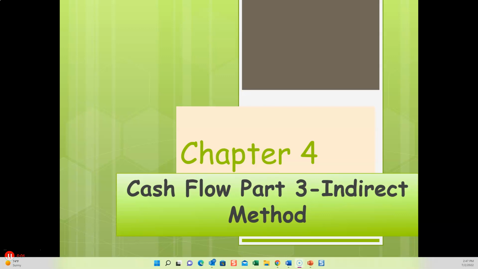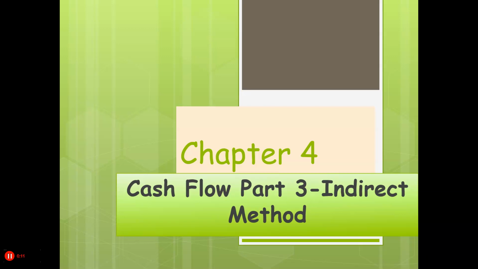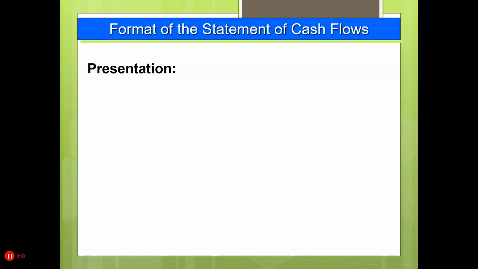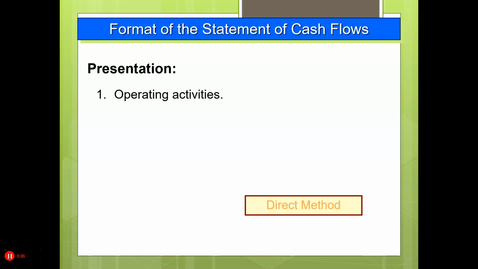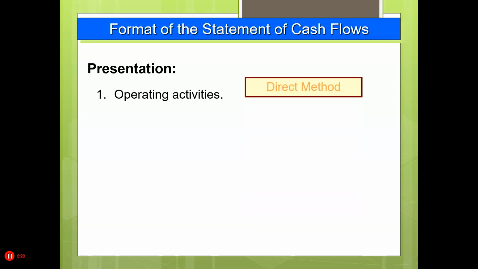Chapter 4, Part 3, we're going to look at the cash flow statement, and in Part 3, we're going to look at the indirect method. So, when we do the statement of cash flow, we need to segregate cash activities between operations, investing, and financing. When we do operations, we have two formats. We can do the direct method, or in this example, the indirect method. I will do the direct method in Part 4.